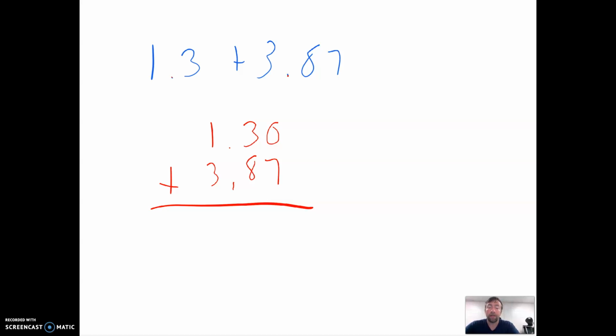0 plus 7 is 7. 3 plus 8 is 11. Carry the 1, put the other one here. 3 plus 1 is 4, plus that 1 that we carried makes 5. And I'm going to bring my decimal straight down. So the sum of 1.3 plus 3.87 is 5.17.